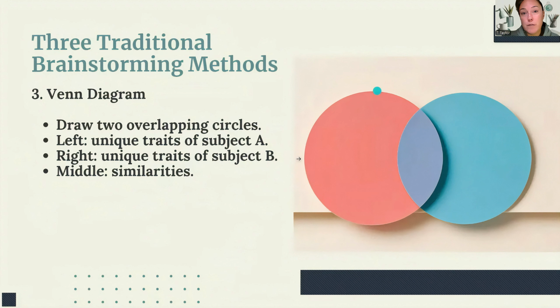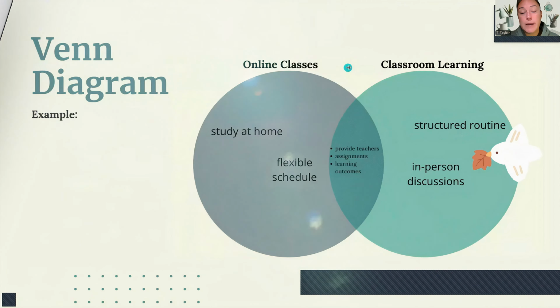And this is where you draw 2 overlapping circles like this, and on the left you would put the unique traits of the first subject, and on the right, the unique traits of the second subject. And in the center, anything overlapping is where they have their similarities. So we have online classes on the left and classroom learning on the right.